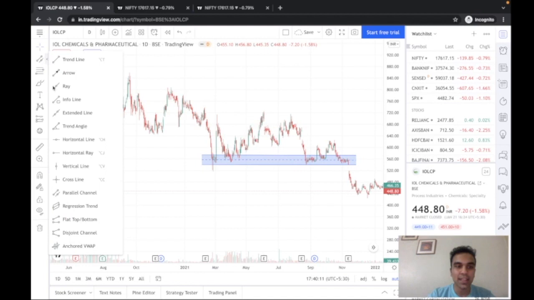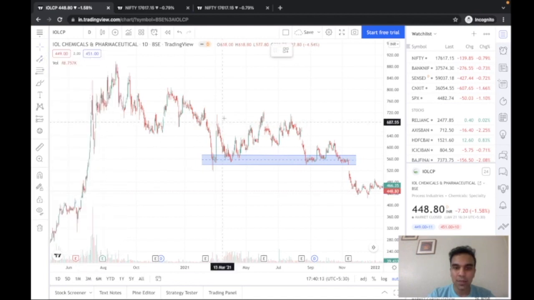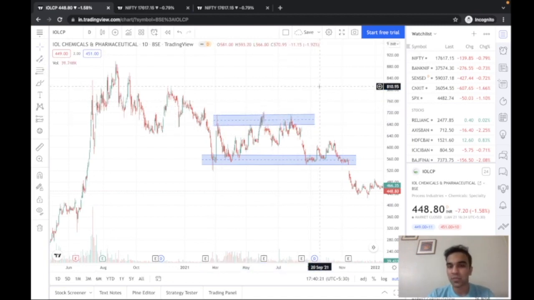Whereas this can be called the supply zone. Supply zone means, in simple words, there's a lot of supply of the stock over there. That is, the sellers take pressure over there and they're ready to push the price down.